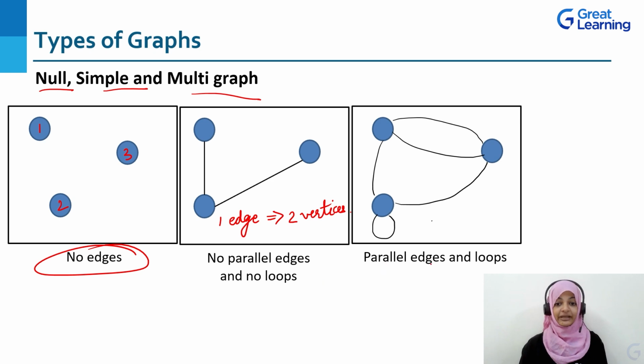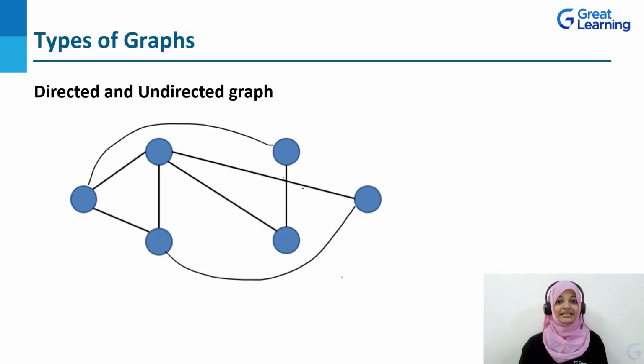Next, we've got the multigraph. In a multigraph, we could have more than one edge, also known as parallel edges, as well as loops between any two vertices or from one vertex to itself. So if you do not have these kinds of complex edges, such as parallel edges or loops, then it would be a simple graph. If you have loops or parallel edges, or both, in your graph, then it is known as a multigraph.